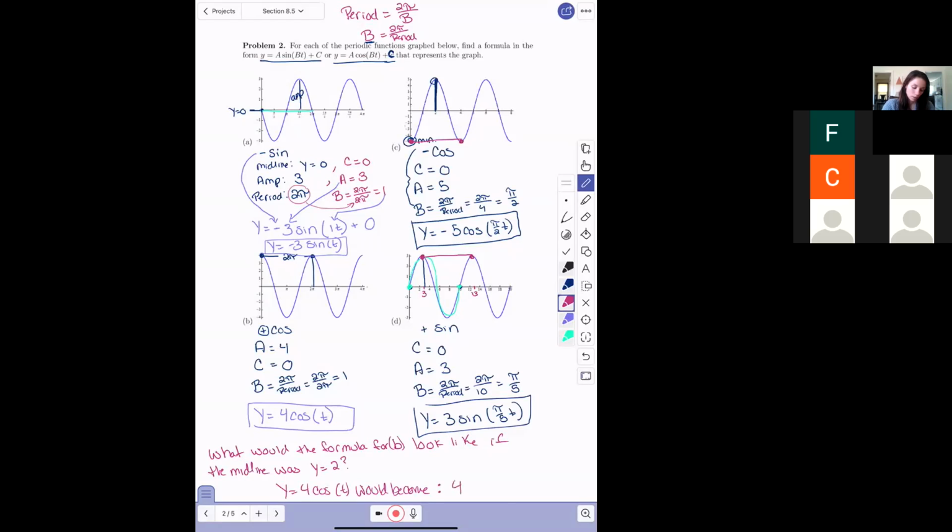Good. Y equals 4 cosine of t, and I would do plus 2 because we would just add that midline for the C value.